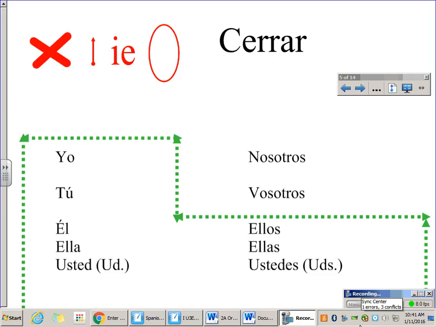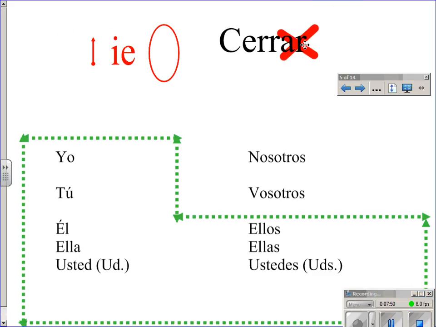So here's the second example. I have cerrar, which means to close. So I'm going to look at the ending of my verb and make a mental note. I'm going to be using AR verbs. But then I cross that off and I need to look at the next closest vowel to the ending.